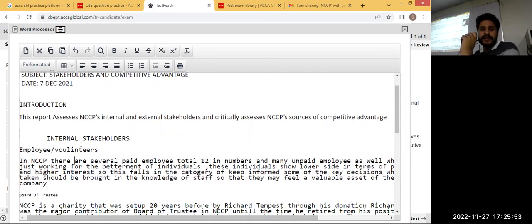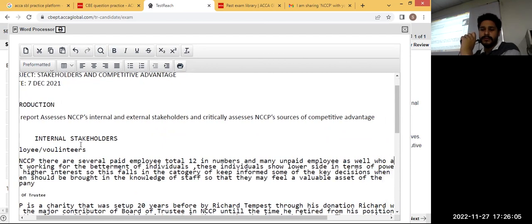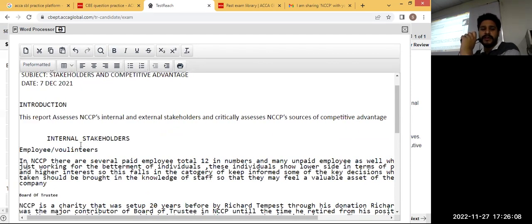In NCCP, there are several paid employees, total 12 in number, and many unpaid employees as well who are just working for the betterment of individuals. These individuals show lower power and higher interest. So it falls in the category of keep informed. Can you identify how accurately, and in just a few lines, I have identified what was asked?